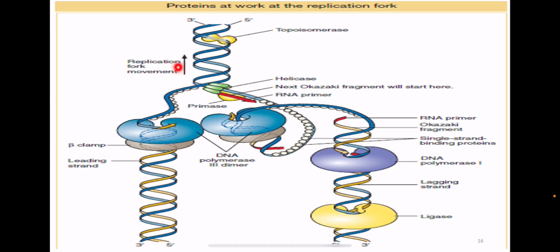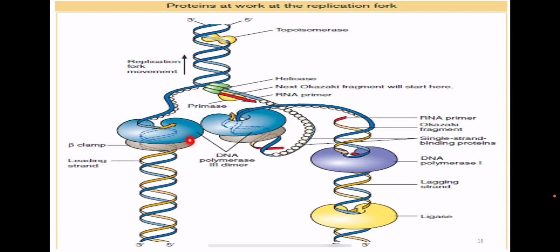The one going in the direction of the replication fork is called the leading strand, and the one moving away, or in the opposite direction of the replication fork, is called the lagging strand. Note that leading doesn't mean it is going to be synthesized first, or that the lagging is going to be synthesized last. No, the one in the same direction as the replication fork is called the leading, and the one in the opposite direction is called the lagging. So in the leading strand, synthesis occurs continuously. You realize there's not much occurring on this strand.